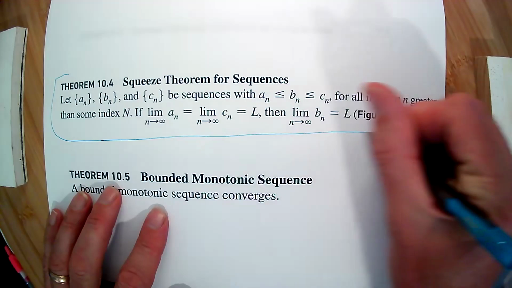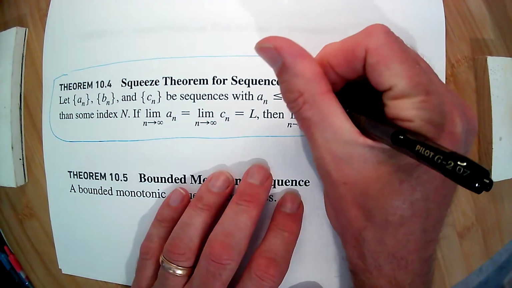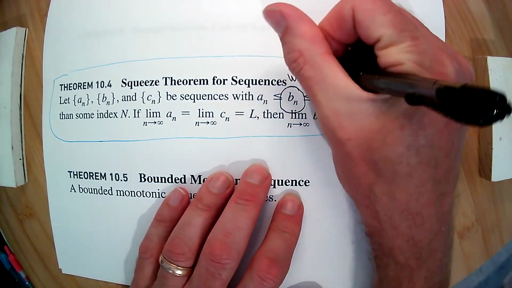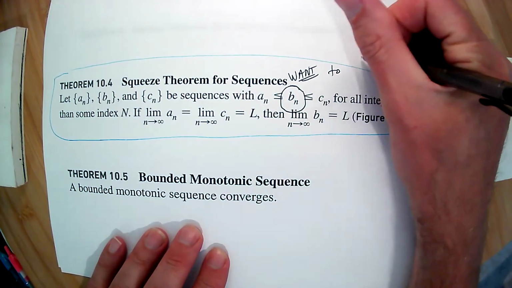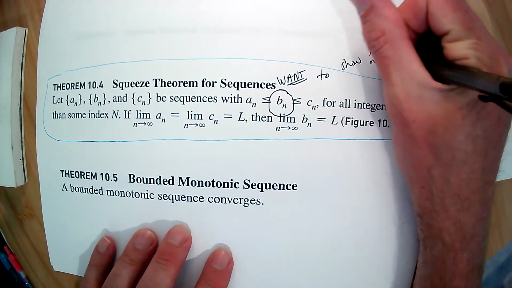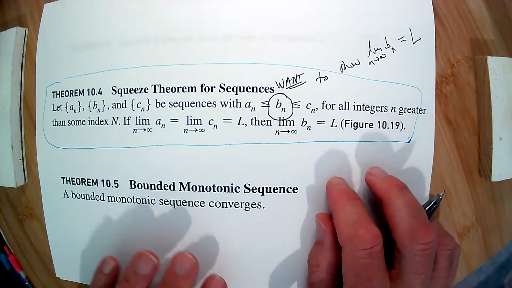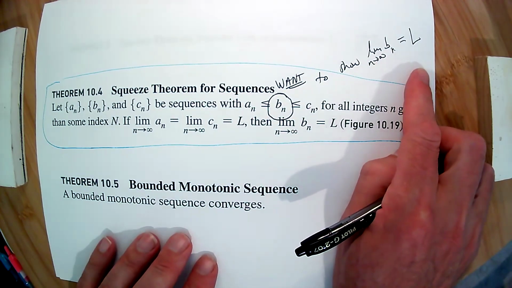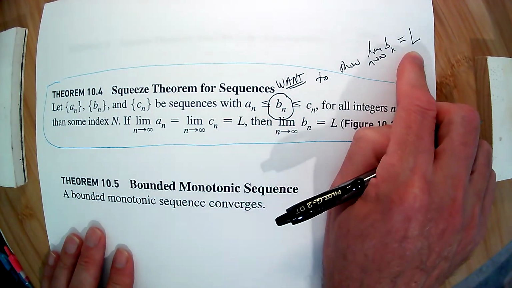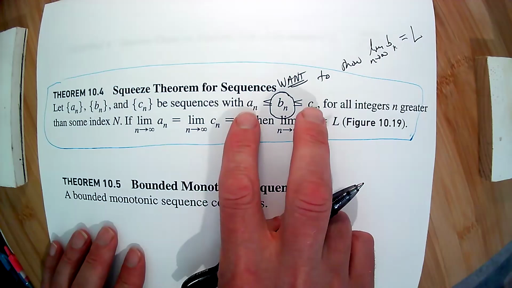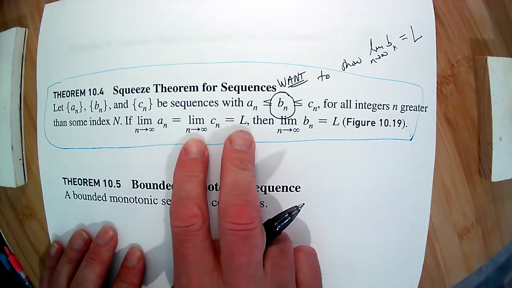The basic idea of the squeeze theorem is you have this function that you want to understand, Bn. What we want to do is show that the limit as n goes to infinity of Bn is equal to some limit L. We have evidence that the limit of a sequence is equal to L. The squeeze theorem is something you can use to justify that that limit is actually equal to L. And the way you do that is you have to come up with a lower bound and an upper bound such that those lower and upper bounds also converge to L.